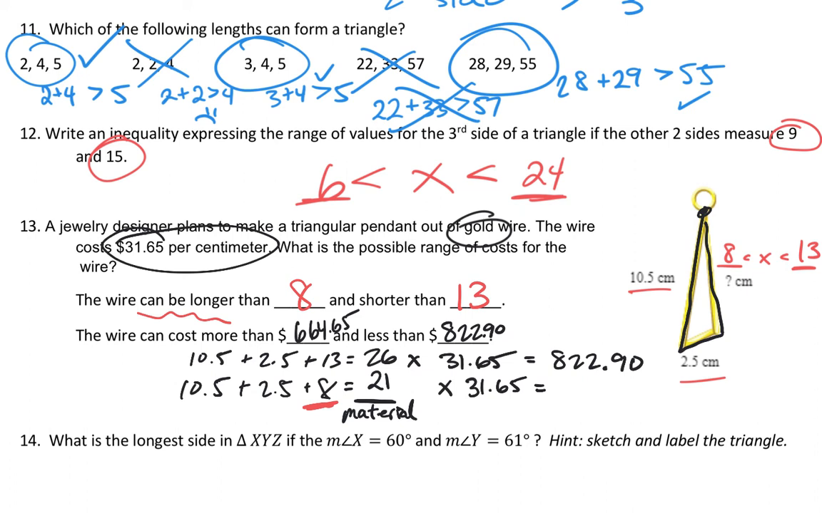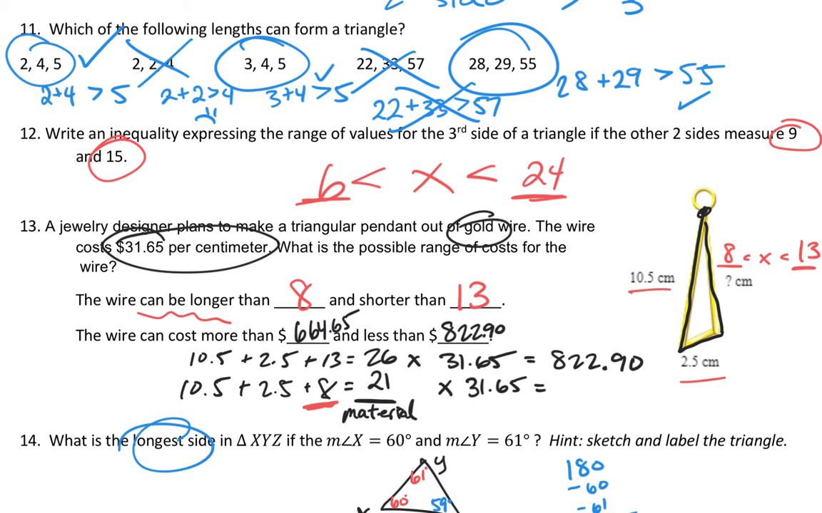All right. What is the longest side of this triangle XYZ? I totally suggest you draw it. If X is 60 degrees, Y is 61 degrees, and Z is, I don't know. Well, let's figure out what Z is. I know a triangle has to add up to 180 degrees. So angle Z is going to be 180 minus 60 minus 61. Throw that in your calculator. It's 59 degrees.